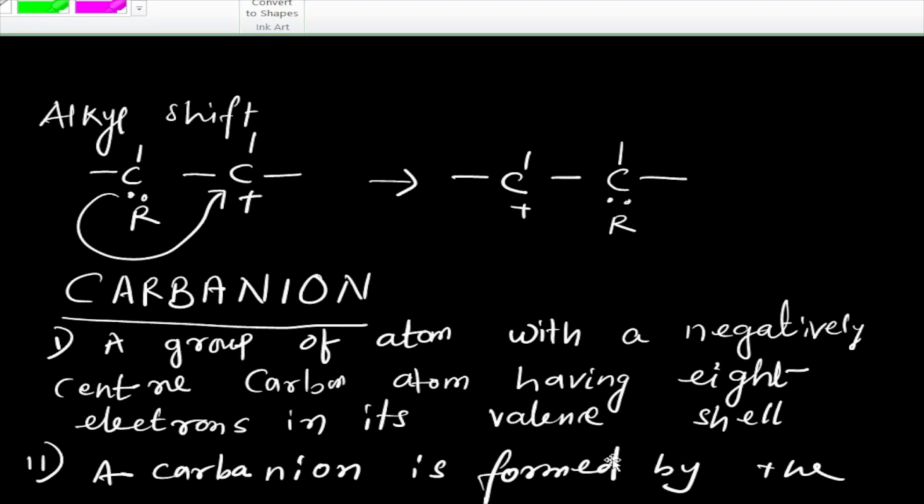Then come to alkyl shift. What is alkyl shift? Alkyl shift means the alkyl group will shift. Now see, after shifting, the R comes here and occupies the positive charge. So this is called alkyl shift. During alkyl shift, the carbonium ion changes, whether primary to secondary, secondary to tertiary, like this. So this is very important in rearrangement: alkyl shift, hydride shift, 1-2 shift.